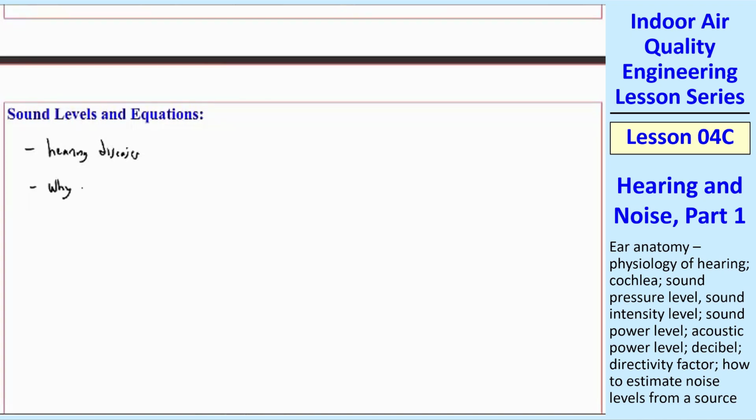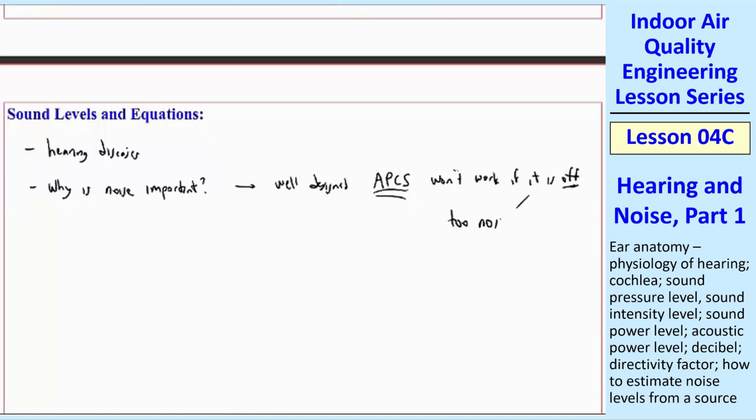And first of all, why is noise important? In terms of indoor air quality, even a well-designed air pollution control system, abbreviate that APCS, won't work if it is off. And why would it be off? If it's too noisy, people will tend to turn things off. There's also OSHA standards for noise levels, what's acceptable. A high noise level can lead to hearing loss.